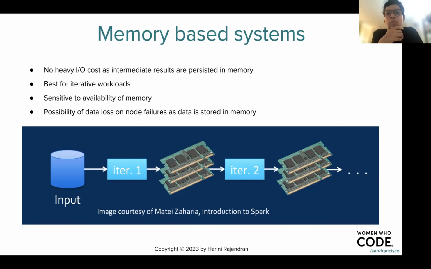Such memory-based systems usually need nodes with huge memory, like 400, 500 gigs of memory even, because all the intermediate results are stored in memory. And then let's say a node failure happens, and if something gets restarted, there is a possibility of data loss because the intermediate results are stored in memory. So we'll have to do all the processing from the beginning once again. So that is again some of the downside of using such a memory-based system.